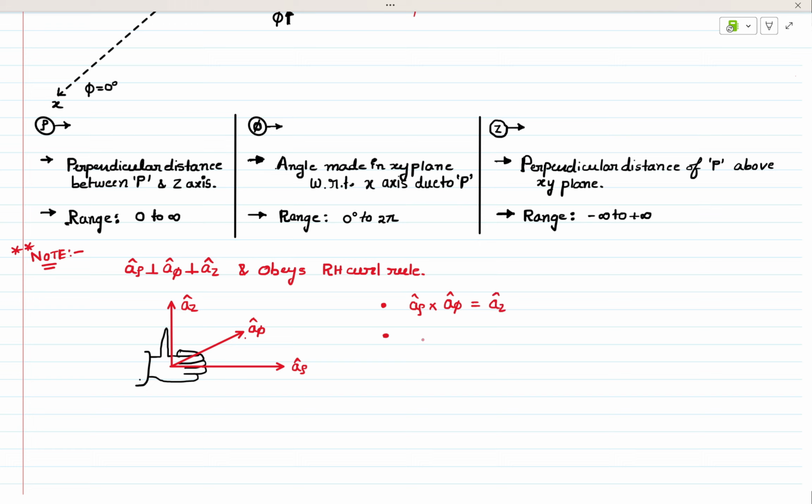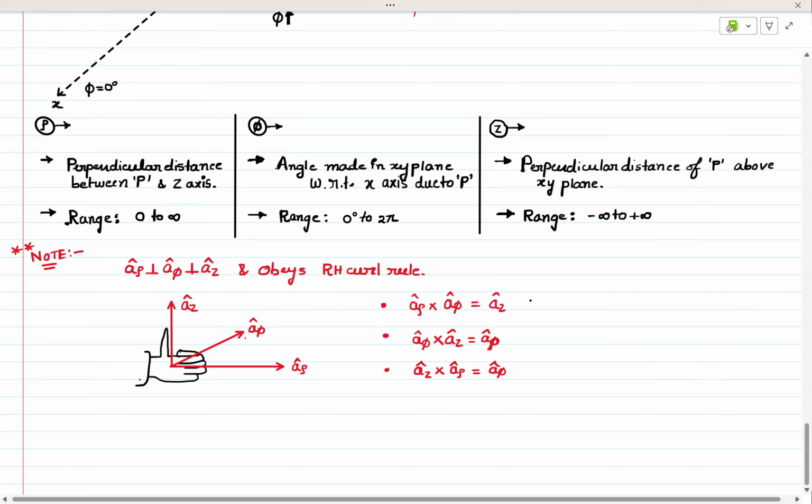Similarly, a phi cross a z, that will be a rho. I'm sorry, this will be a rho, right? And a z cross a rho, it will be a phi. Okay.